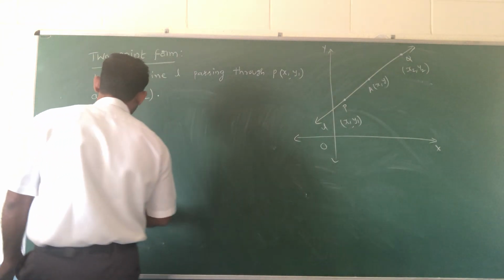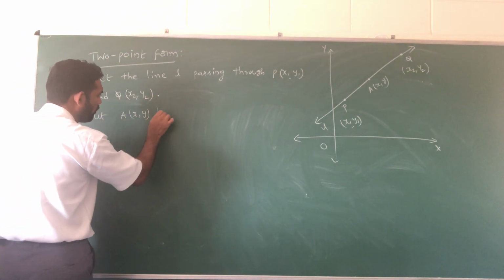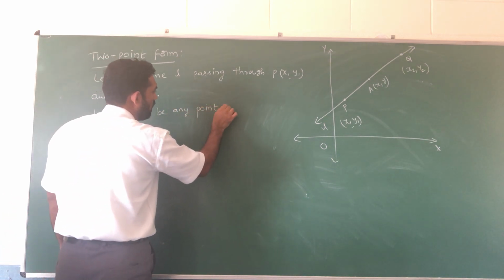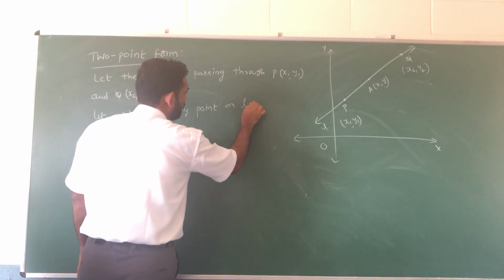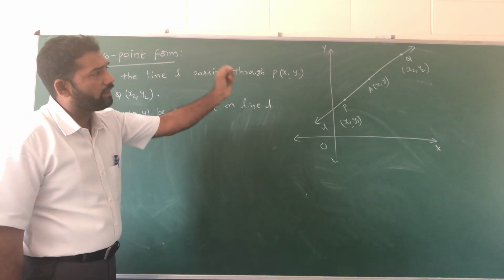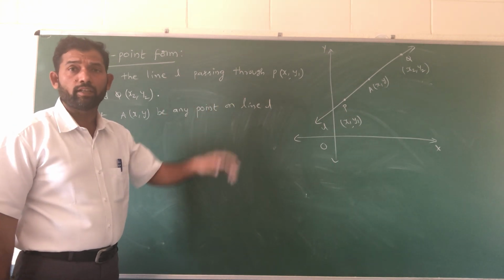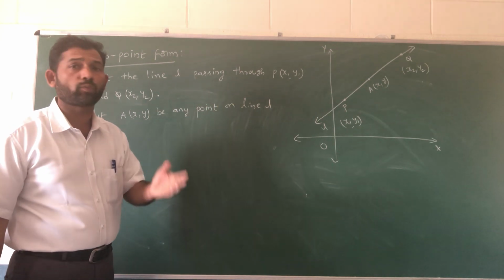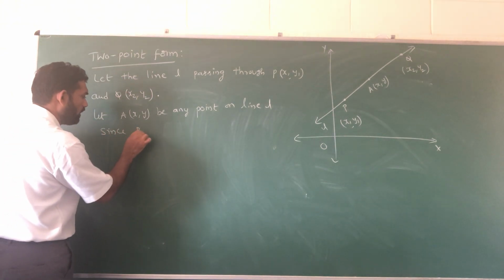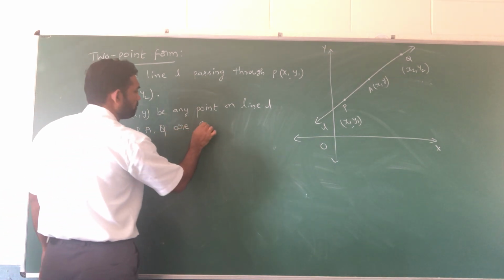Let A(x, y) be any point on line L. Now here you see P, A, Q. These 3 points lie on the same line. When 3 points lie on the same line, what condition do you have to follow? Since P, A, Q are collinear.